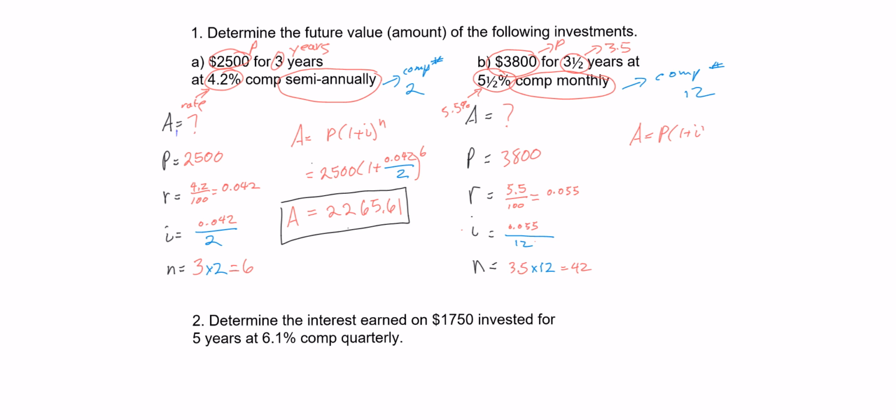Doing the appropriate substitutions, we get the following. A is equal to P(1 + i)^n. We substitute directly in 3,800 times 1 plus 0.055 divided by 12 raised to the 42, and we get $4,604.63.